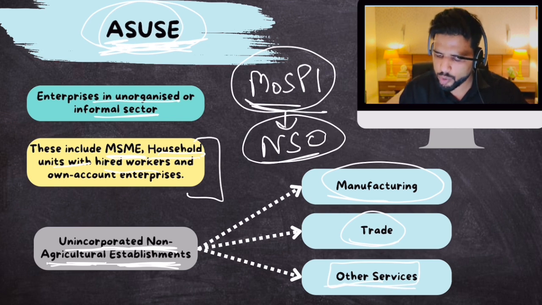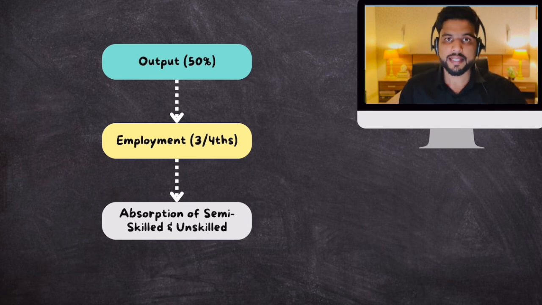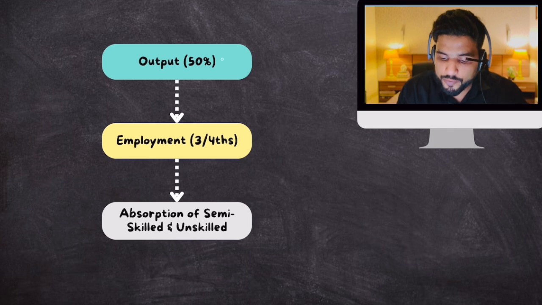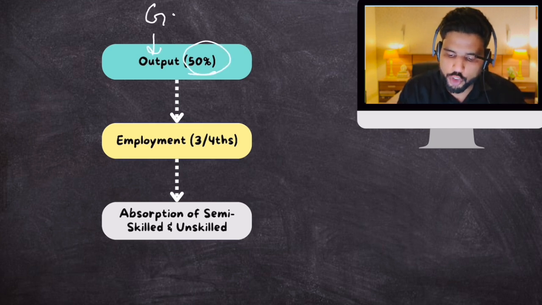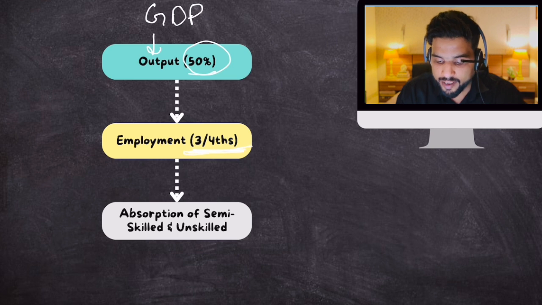Okay, they are included in other services. So these are your unincorporated enterprises. Now, remember this fact: the informal economy contributes 50% of your net output. Economic output is your GDP, so 50% of your GDP comes from the informal sector. This is important. 75%, three-fourths of your employment comes from here.